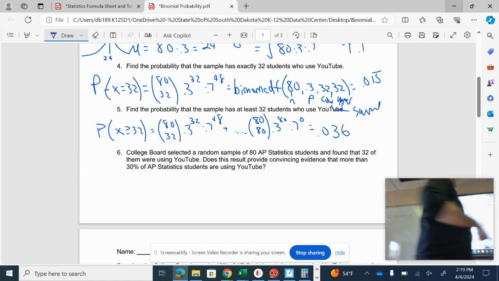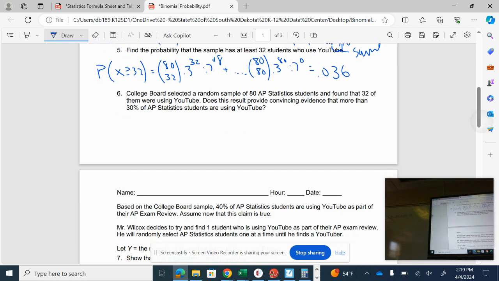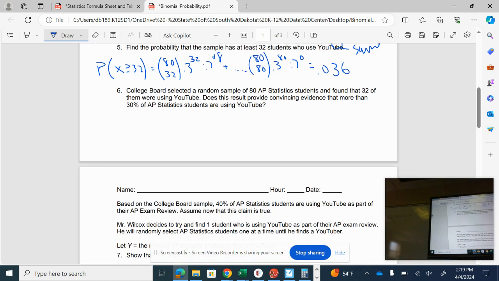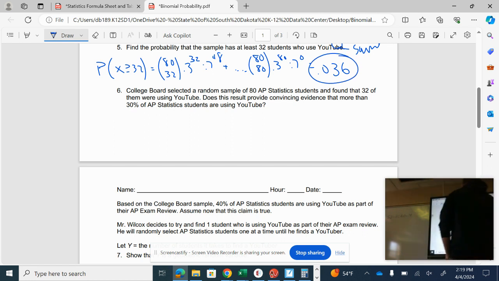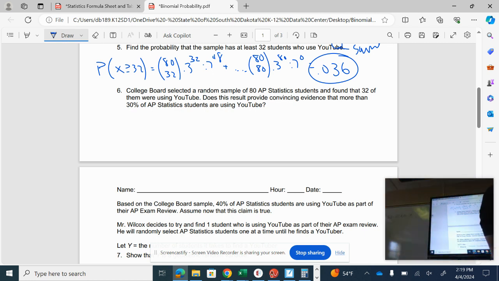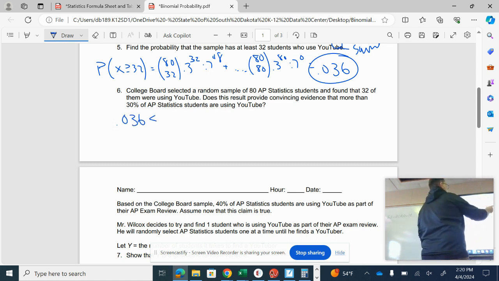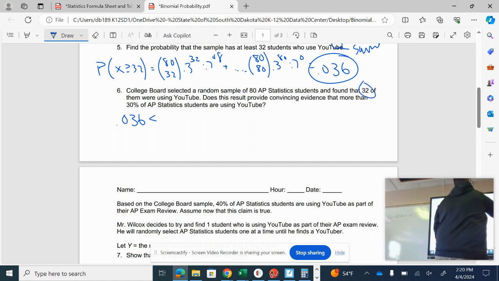College Board selected a random sample of 80 AP Stat students and found that 32 of them were using YouTube. Does it provide convincing evidence that more than 30% are using YouTube? Okay, so whether we get 32 or more, that p-value, 0.036, they found that it's 32.